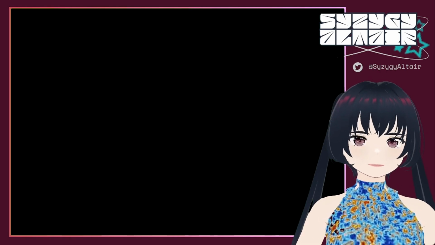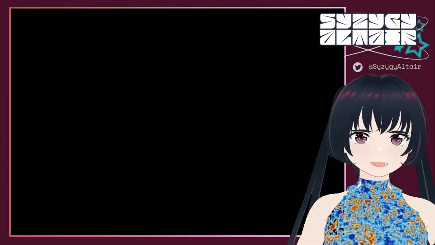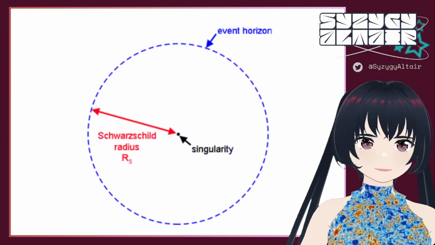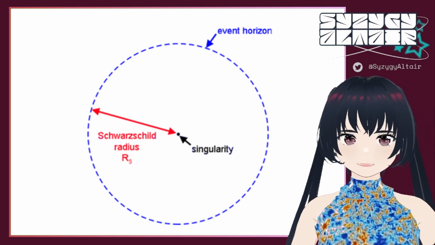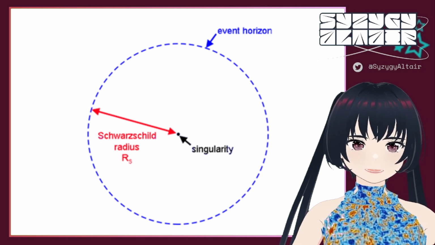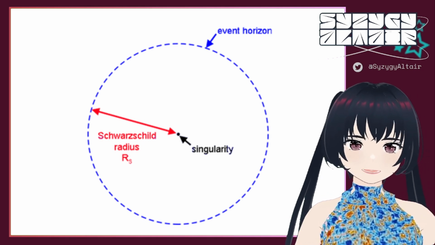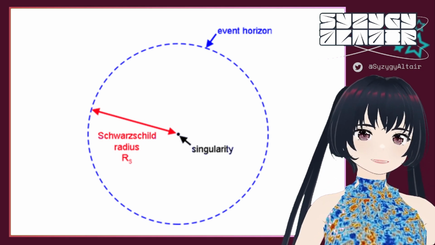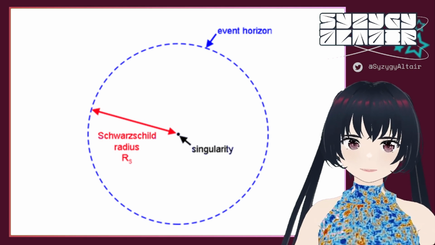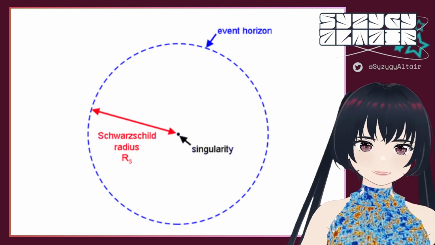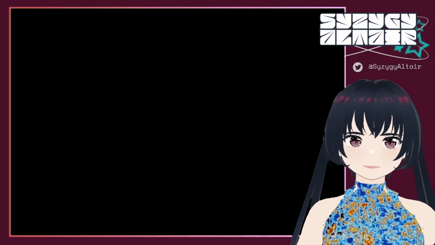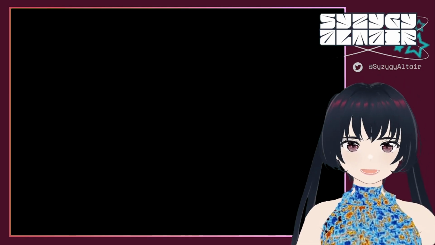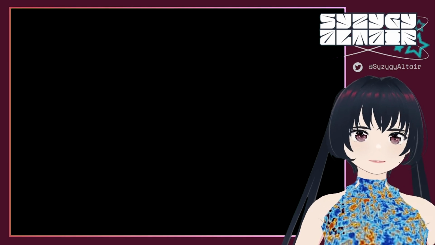Let's start with a simple, non-rotating, uncharged black hole, or a Schwarzschild black hole. This black hole has 2 key features: the event horizon and the singularity. The event horizon is the boundary beyond which nothing, not even light, can escape. And the singularity is a point where space-time curvature becomes infinite. Before we try to draw its Penrose diagram, let's see what happens when we fall in.